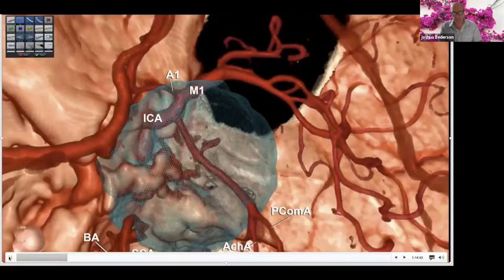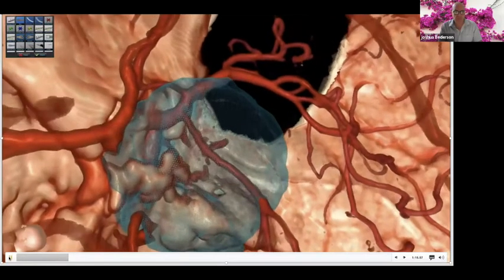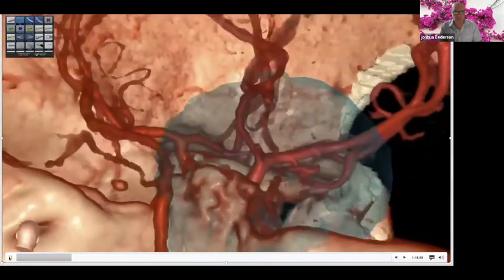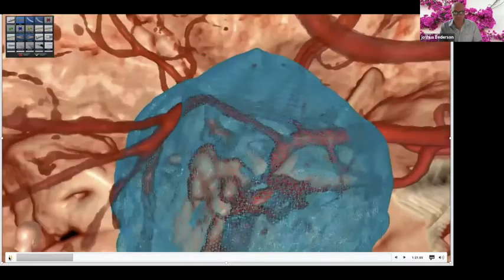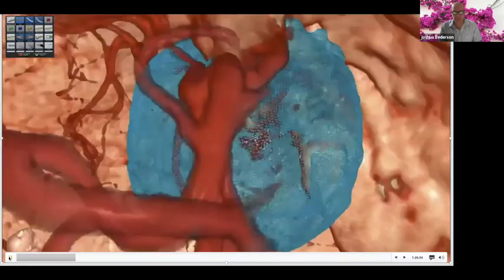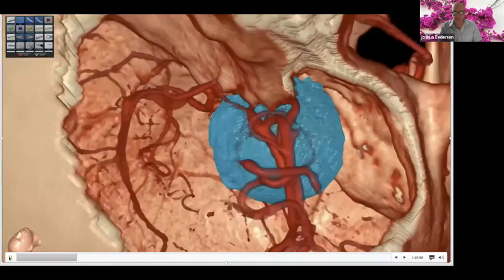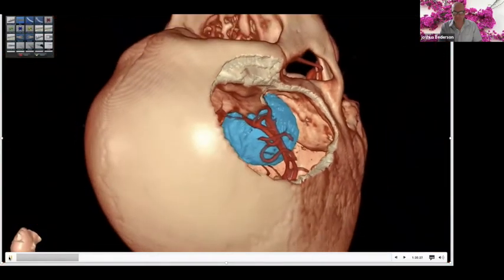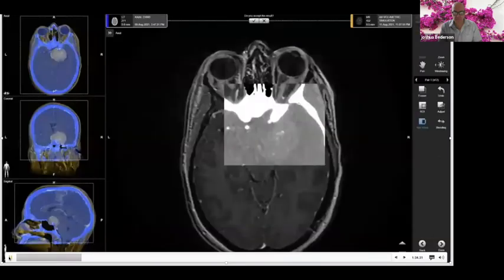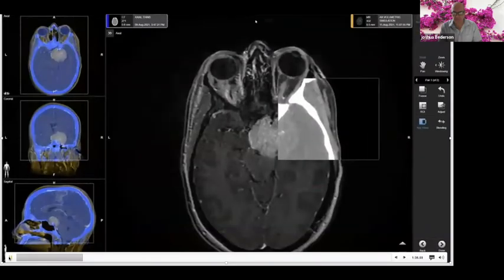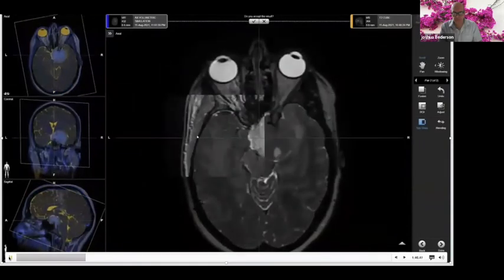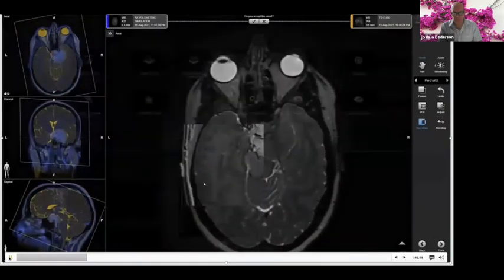The basilar and superior cerebellar arteries were in close contact with the posterior medial aspect of the tumor and laterally displaced. This 3D virtual model of the patient's specific anatomy can also be integrated with the navigation information intraoperatively to assist during surgical resection. The images of the CT angiography and MRI DICOM series were fused to co-register scans for preoperative planning and intraoperative navigation.